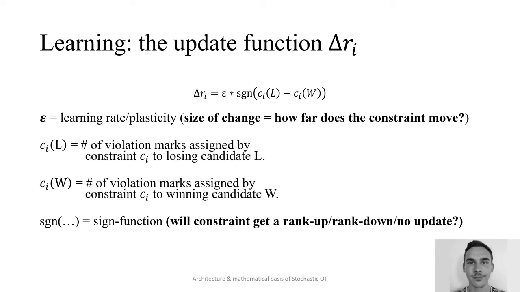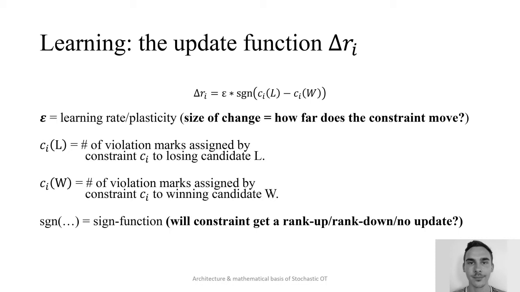The update value delta Ri for a constraint Ci is calculated by this equation on the top. Delta Ri is equal to epsilon times sign of Ci of L minus Ci of W. And even though this looks slightly complicated, we will see that the idea behind it is quite simple. Epsilon is one of the values that, like sigma before, we have to decide at the beginning of training, and that doesn't change during the training period.